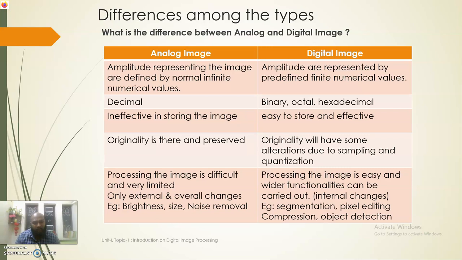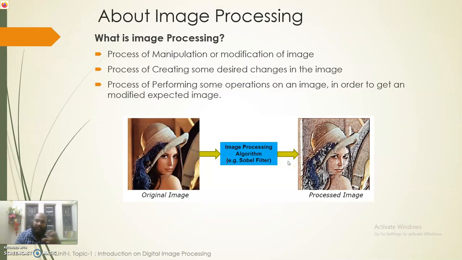So like that, we have various differences between analog and digital image. I think it provides a wide understanding between analog and digital image. So with this, we can see next, that is, what is image processing?